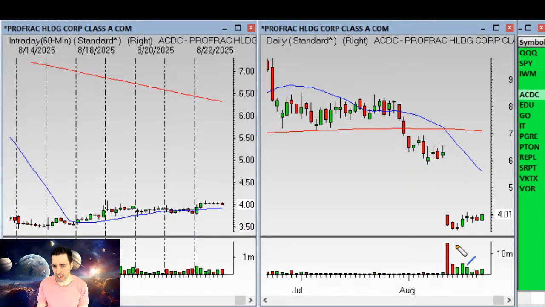This is the ACDC. I often play stocks that gap down a huge amount and that set up for a breakout.